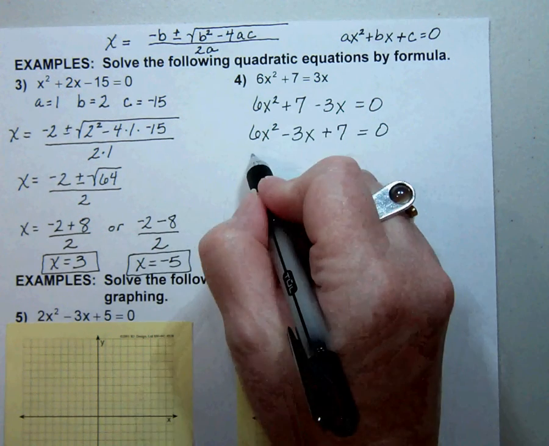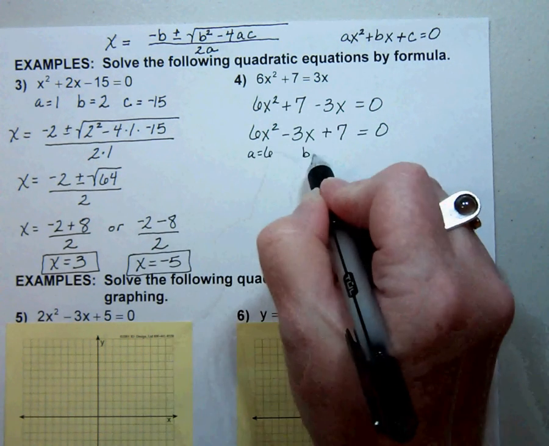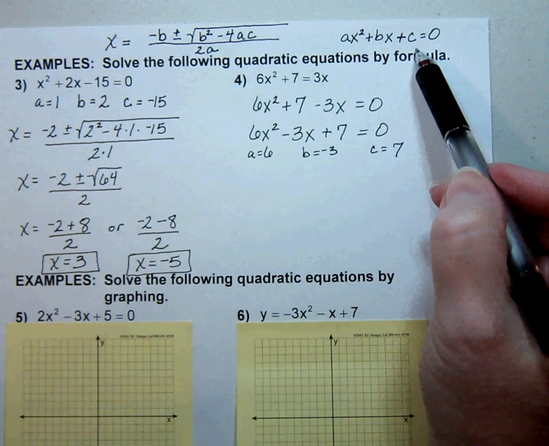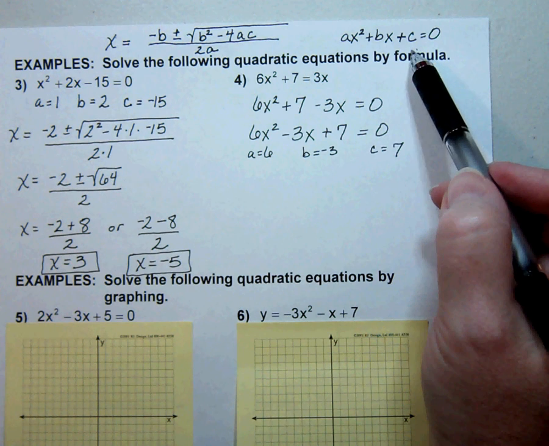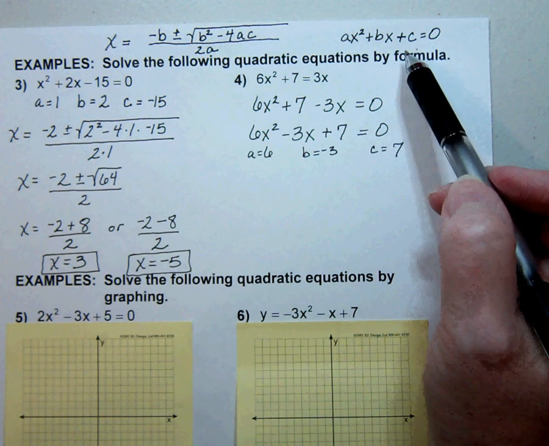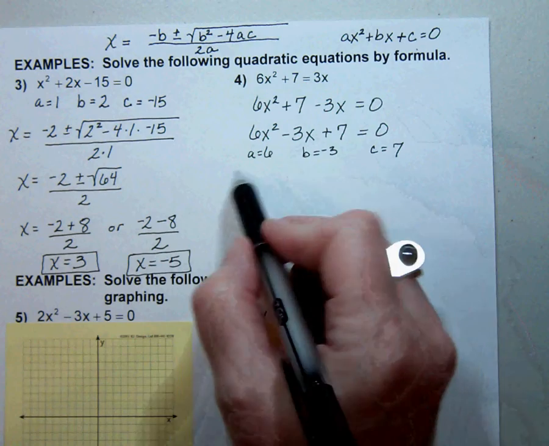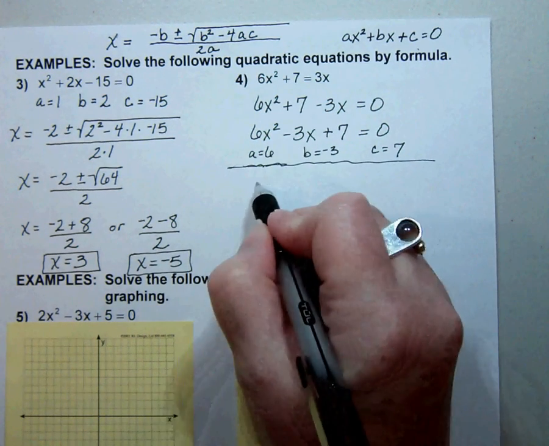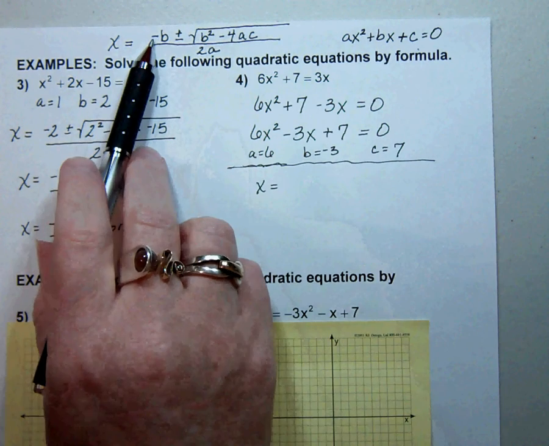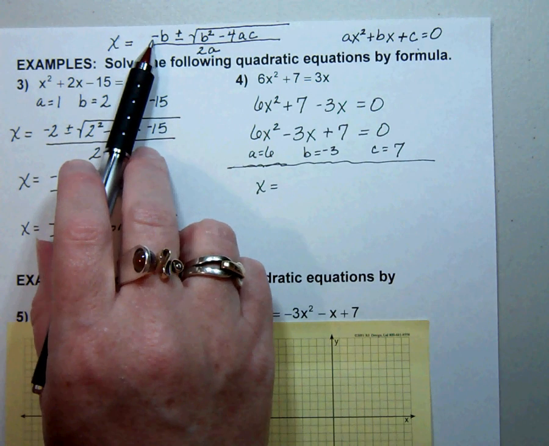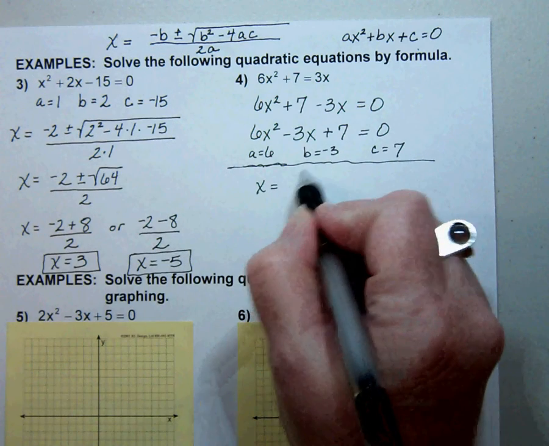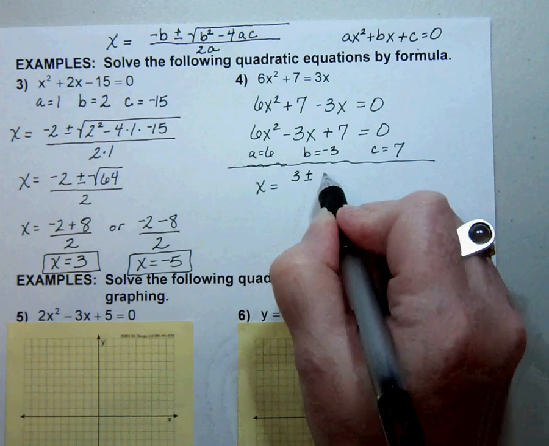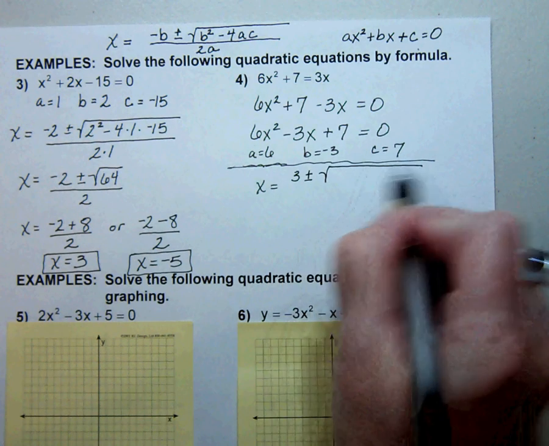On this one now, our a is 6, our b is a negative 3, and our c is a positive 7. Remember, up here we have the standard form. And all you really do with the quadratic formula is replace the variables in the formula. So let me do that right now. I'm going to draw a little line here. Now remember, this negative sign means the opposite of b. So you're going to take the opposite of b, which is, since it's negative 3, you're going to make it positive 3. So positive 3 plus or minus the square root.